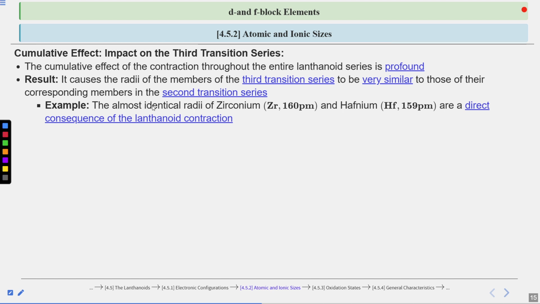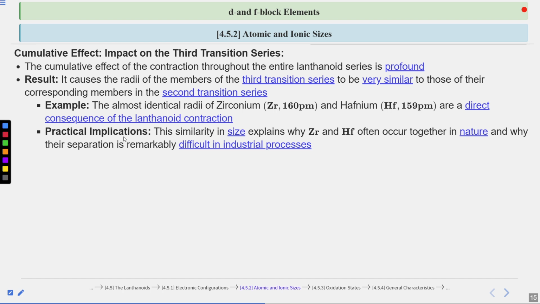For example, the almost identical radii of zirconium, having the radius 160 picometer, and hafnium, having the radius of 159 picometer, are a direct consequence of lanthanoid contraction. So if you observe, between the 4d element zirconium and the 5d element hafnium, they both have identical radii due to this direct consequence of lanthanoid contraction.